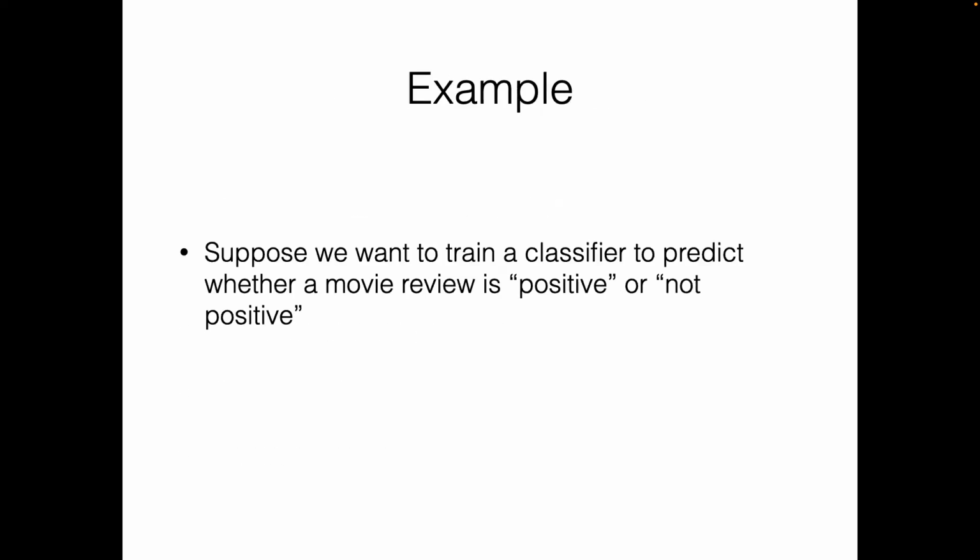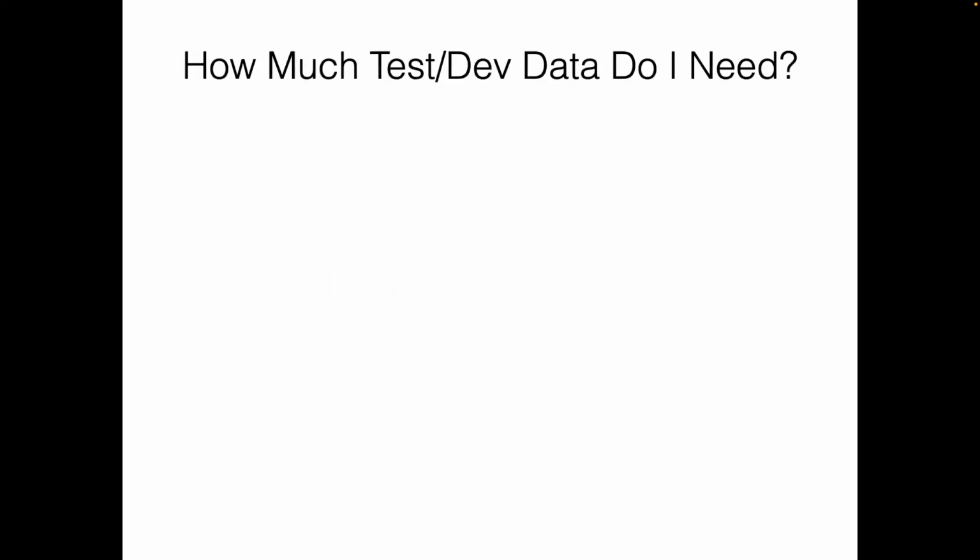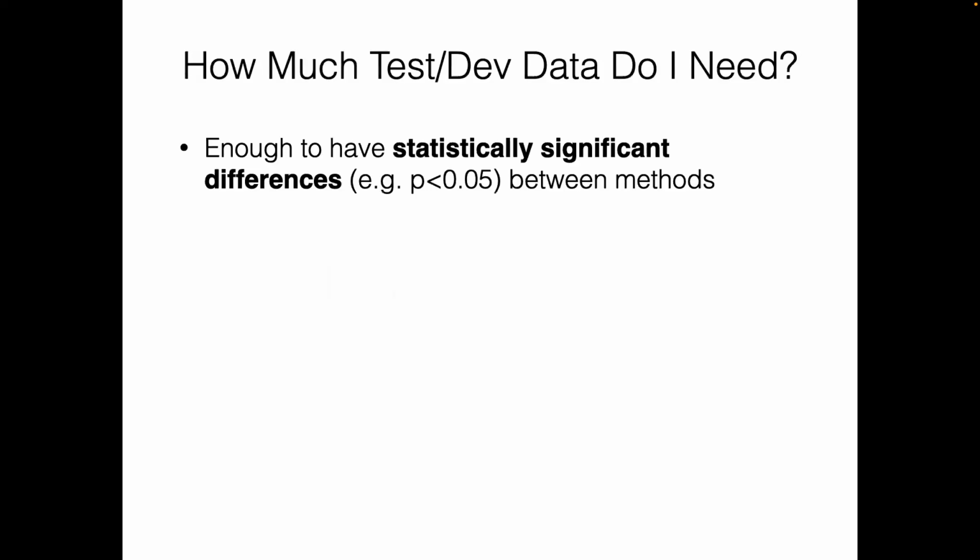So an example is, if you remember, at the beginning of the course, we talked about training this classifier to classify a movie review. So let's say we really simplify it and we want to just train it to predict whether a movie review is positive or not positive. So what we'd want to do is collect movie reviews and then ask human annotators to label them as positive or negative. And so the question is, how much test or dev data do you actually need?